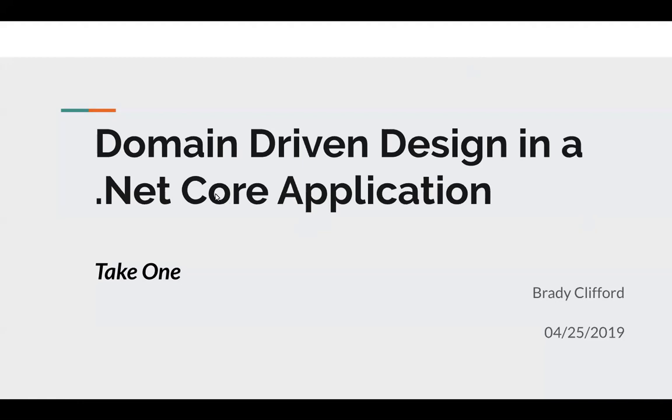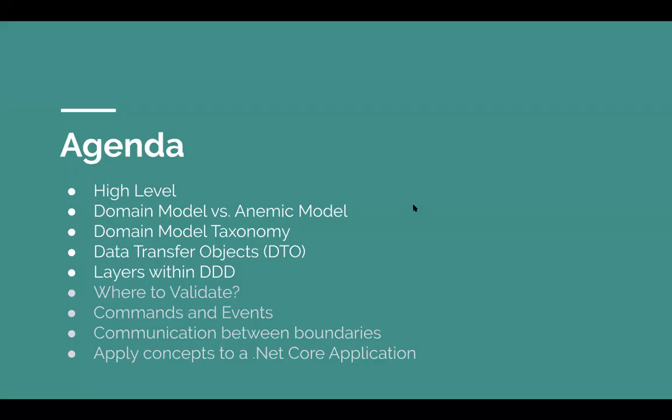So after putting this presentation together, I came to find out that it needs to be broken up into two. I'm hoping not three. So today I'd like to go over more of a high level, kind of quick review on what domain-driven design is, a little bit of the taxonomy that kind of rolls into that. And then the next presentation, I'd like to go over how do we take that and implement it in a .NET Core application, okay?